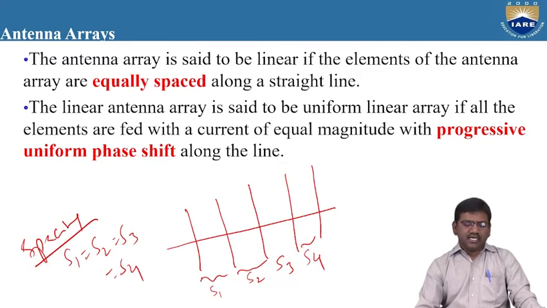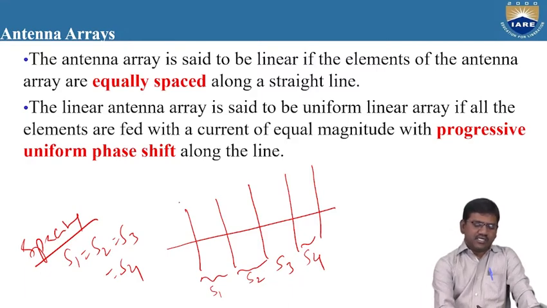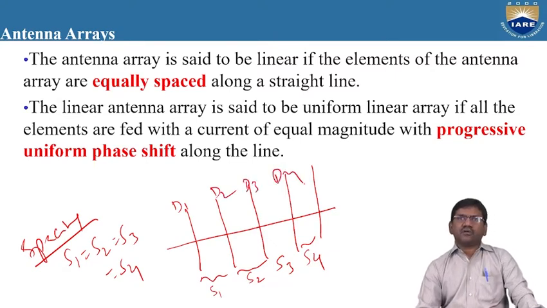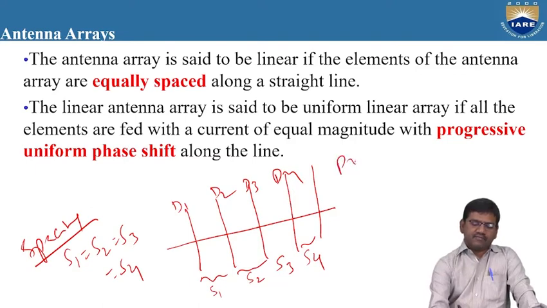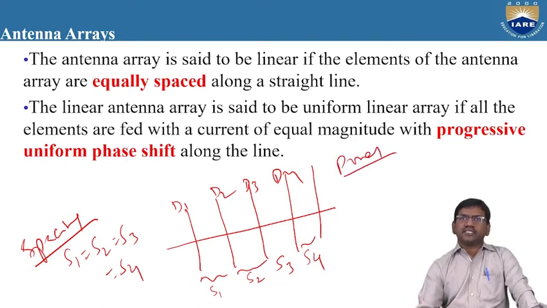And the linear antenna array is said to be a uniform linear array if all the elements are fed with a current of equal magnitude with progressive uniform phase shift along the line. That means, let us say the individual elements are D1, D2, D3 and D4. The power fed to all the individual elements must be the same.